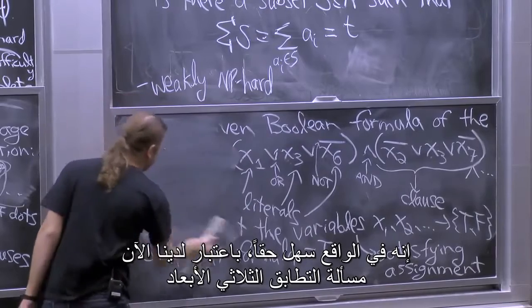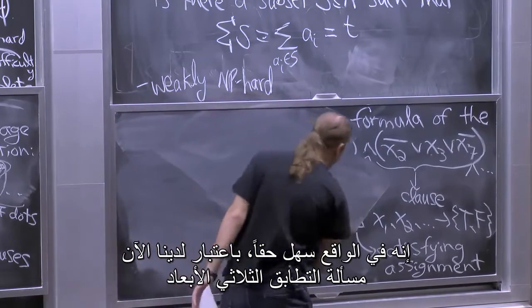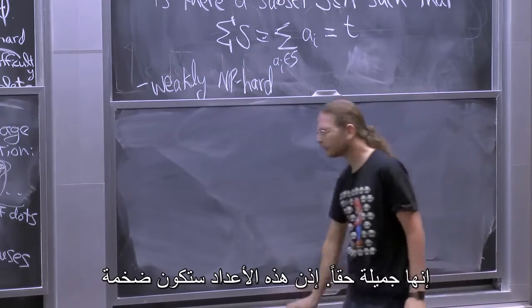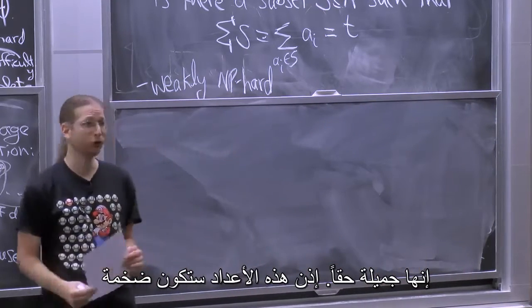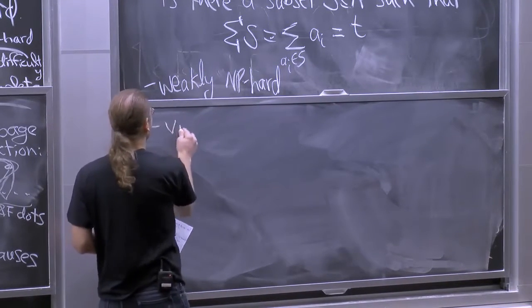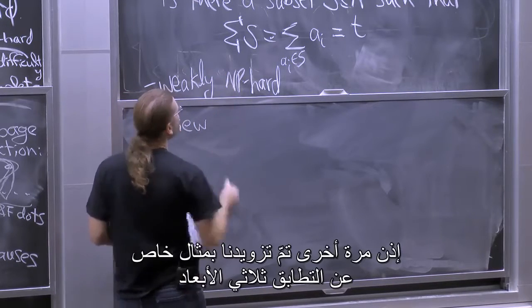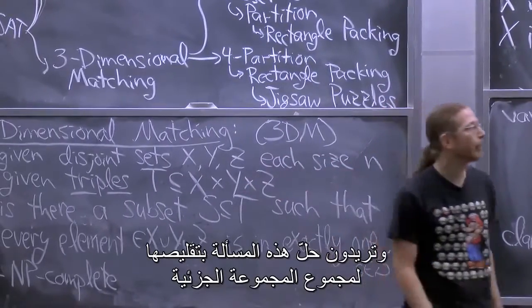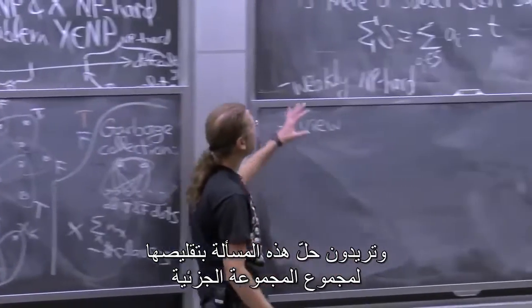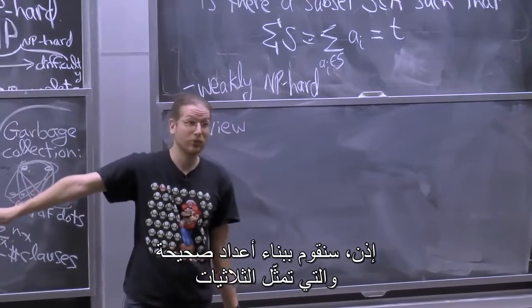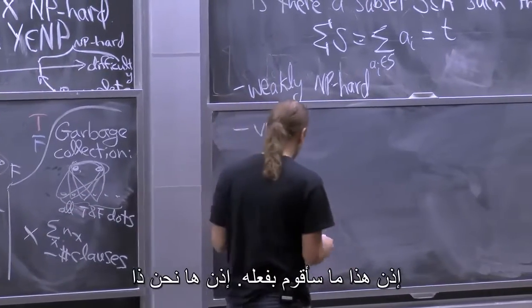It's actually really easy, now that we have this three-dimensional matching problem. It's pretty cool. So these numbers are going to be huge. Again, we're given a three-dimensional matching instance, right? To get the directions right, we're given a set of triples. We want to solve this problem by reducing it to subset sum. So we get to construct integers that represent triples. That's what we're going to do.